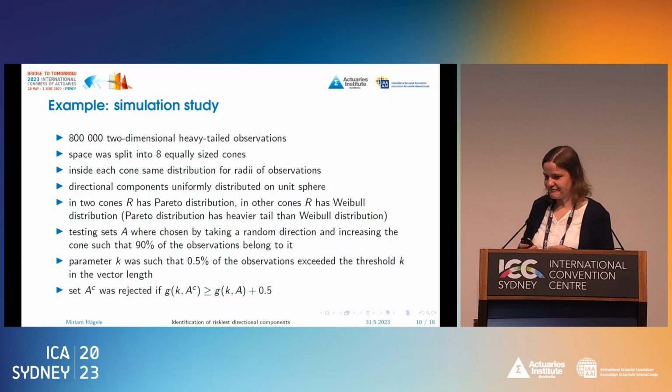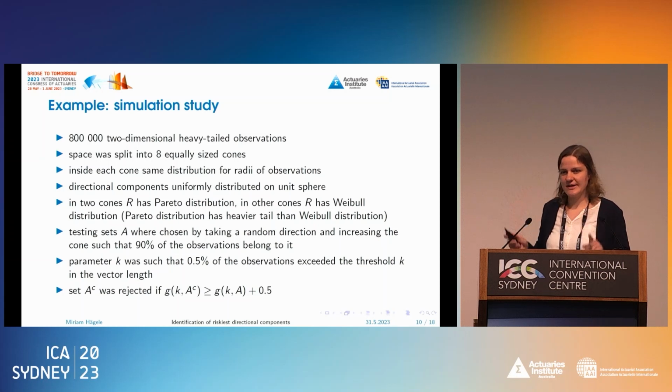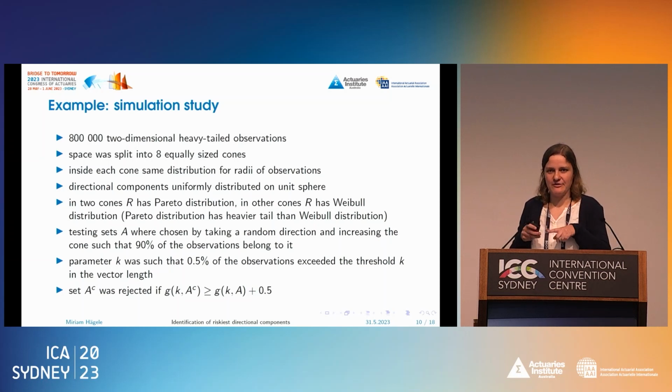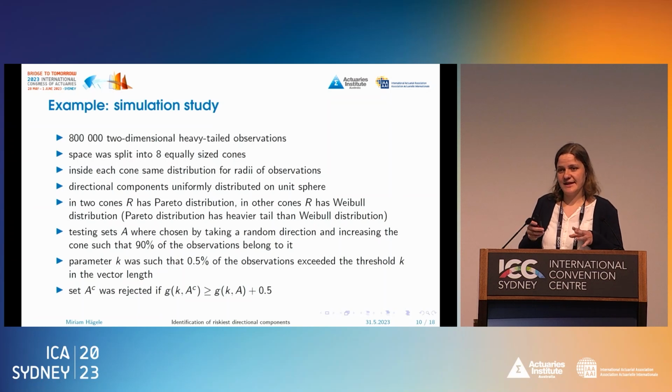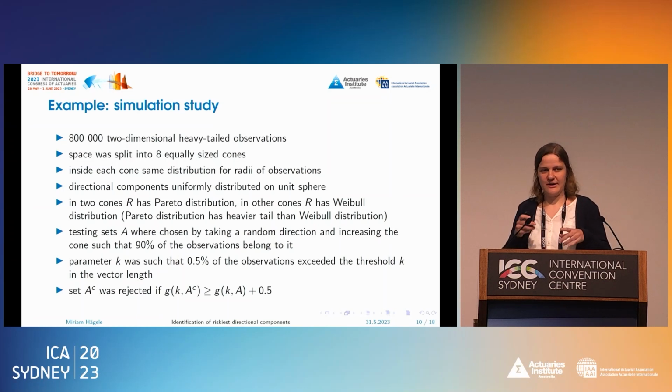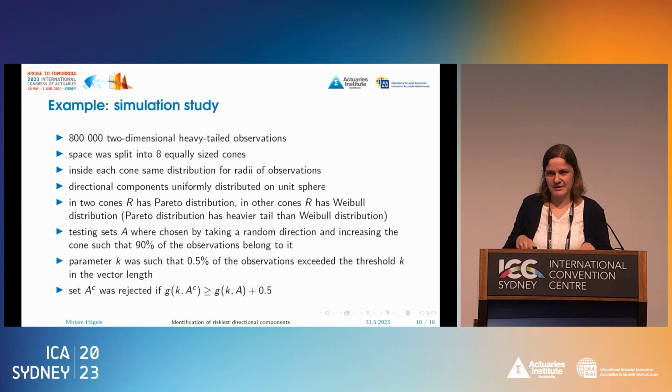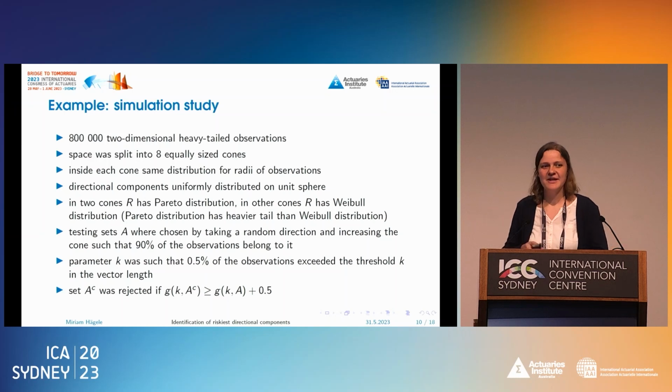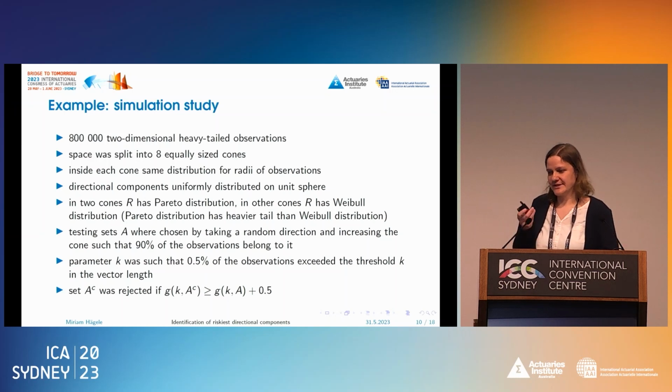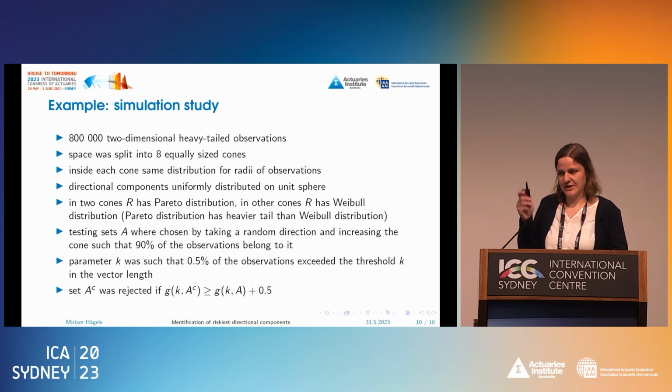And then we applied this method and tried to see whether we get what we think is right. So we chose these testing sets by taking a vector and then increasing the set such that 90% of the observations lie in this set, and then we saw whether we can reject the set where it's only the 10% of the observations. And since we only have a finite amount of data, we can't let k go to infinity. So we had to choose a k, and this was taken such that 0.5% of the observations exceed the threshold k.